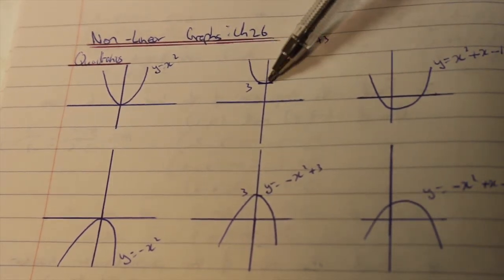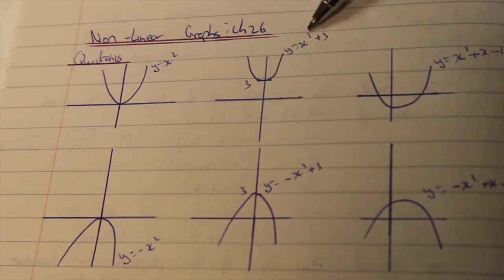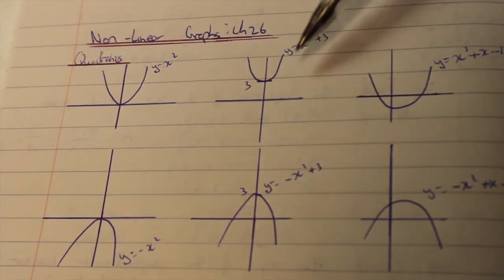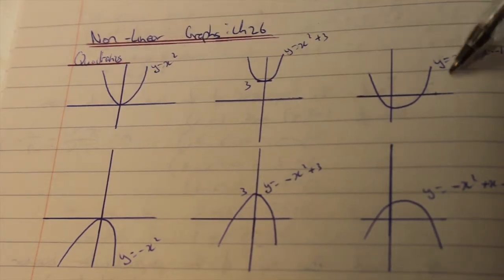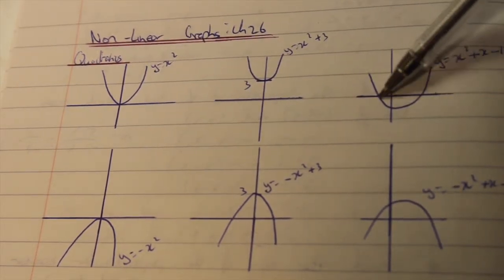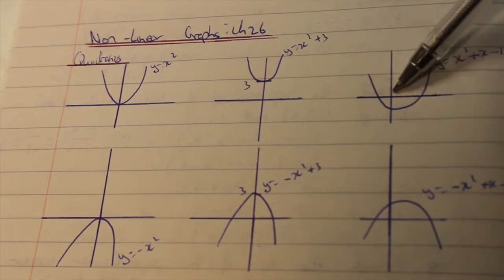It can go through a point on the x or the y-axis. That graph is showing you y equals x squared plus 3, so basically the x squared graph has been lifted up 3 units. And this one here, it can cut the x-axis twice. So that's an example of a graph, y equals x squared plus x minus 12.